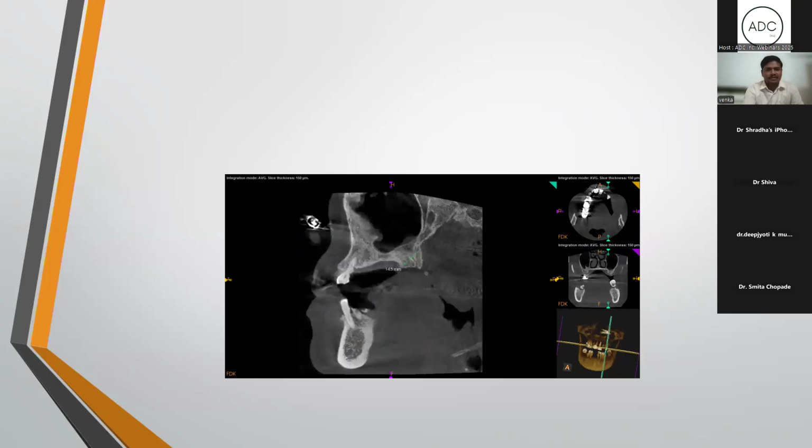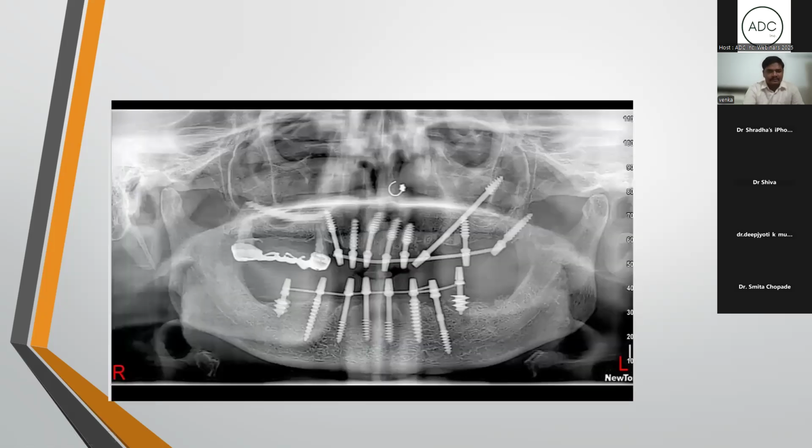So this is the pterygoid implant. This is how I plan to place a pterygoid implant. From measurement, I have known that it is around 14.5, and this is how I did the case.